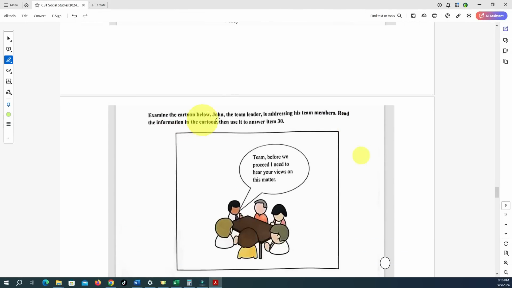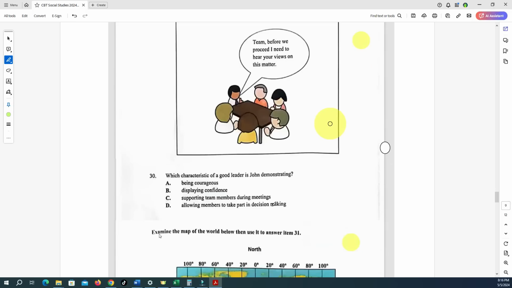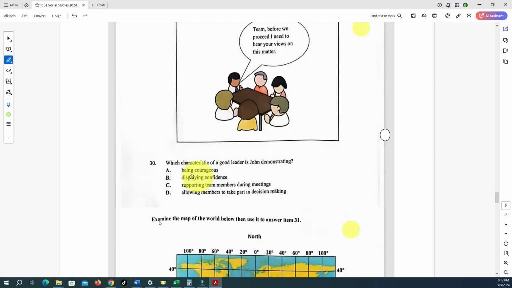All right, so examine the cartoon below. John, the team leader, is addressing his team members. Read the information in the cartoon and use it to answer item 30. Team, before we proceed, I need to hear your views on this matter. Which characteristic of a good leader is John demonstrating? Being courageous. Wow. Displaying confidence. Maybe. Supporting team members during meetings. Maybe too. Allowing members to take part in decision making. I'll say it's D.